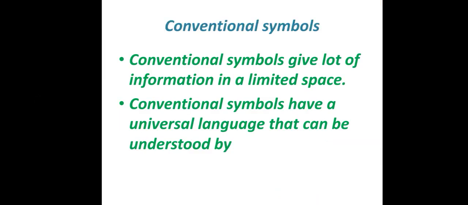A conventional symbol gives you a lot of information in a limited space, and it is a universal language that can be understood by all. Even if I don't know the language, I can understand from the symbol. PO means post office. Aeroplane symbol means airport. Plus symbol means hospital. Like that, we have many universal symbols, many symbols that can be accepted by everyone. That symbol is called a conventional symbol.